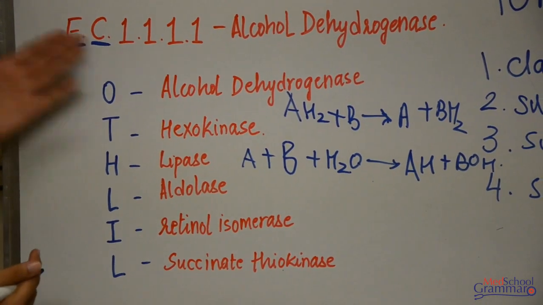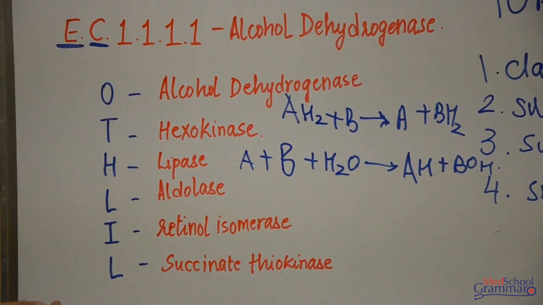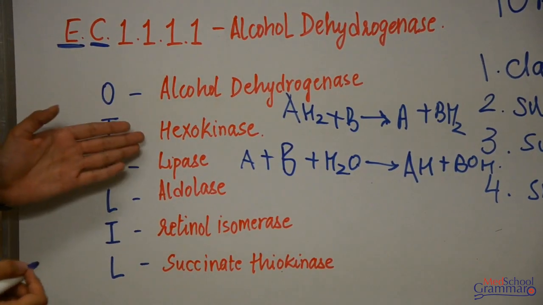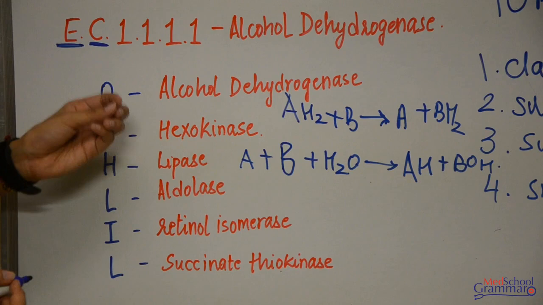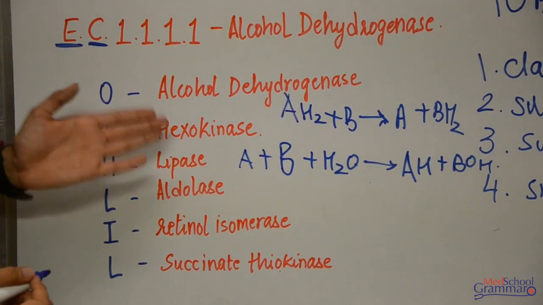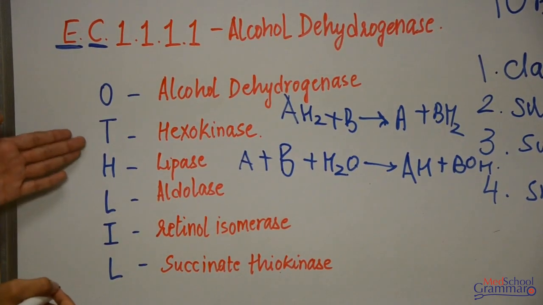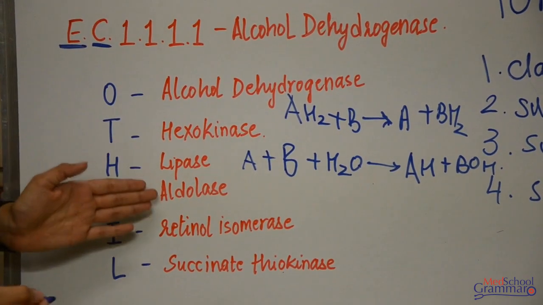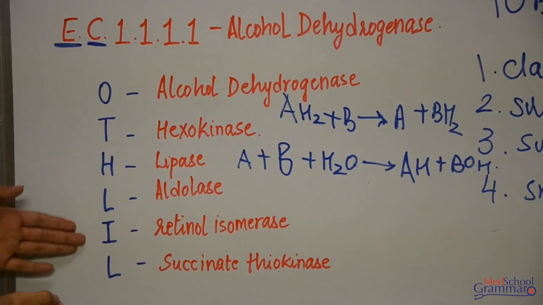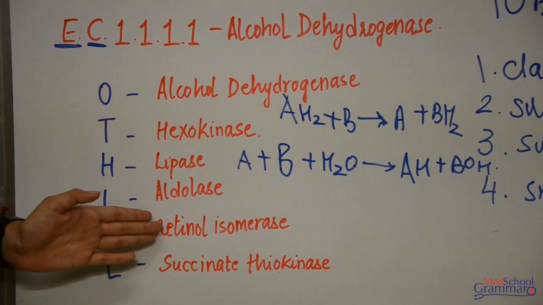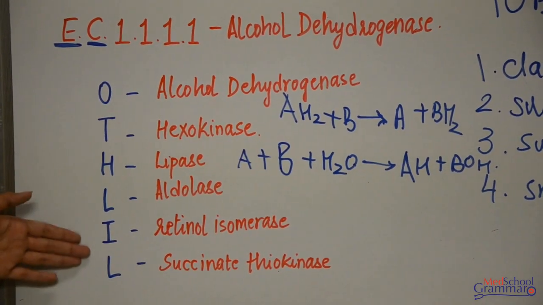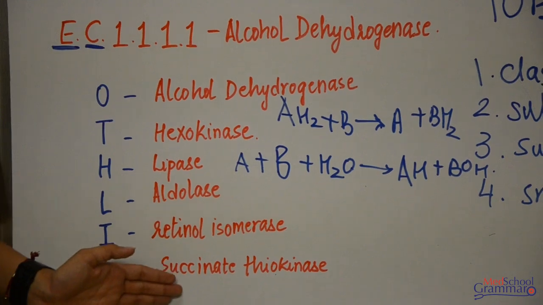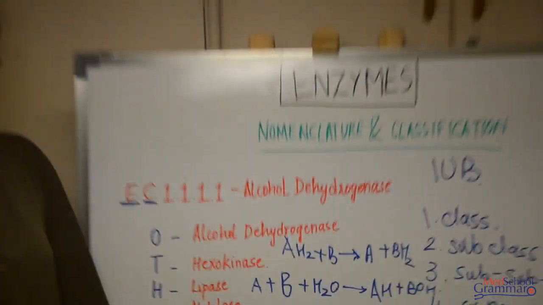Oxidoreductase has an example, alcohol dehydrogenase. Transferase example is hexokinase. It transfers phosphate group. Then we have hydrolase, example is lipase. We have lyase, example aldolase. We have isomerase, example is retinol isomerase. And we have ligase, that's succinate thiokinase. Alright.